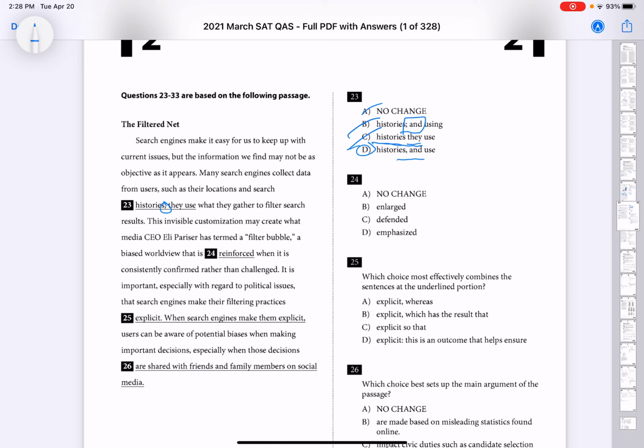They say search engines make it easy for us to keep up with current issues, but the information we find may not be as objective as it appears. Many search engines collect data from users, such as location and search histories, and use what they got.